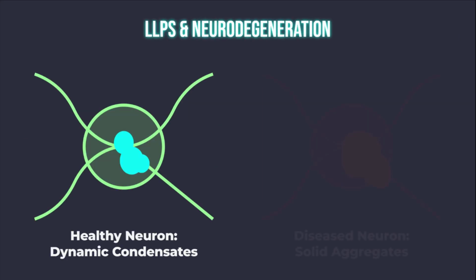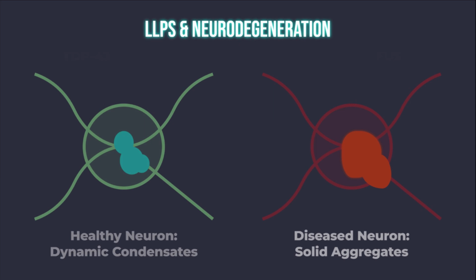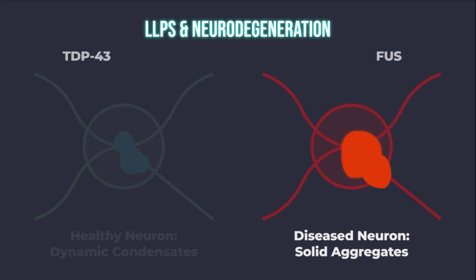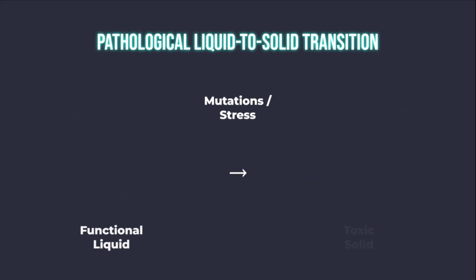Dysregulation of LLPS is strongly implicated in neurodegenerative diseases, including amyotrophic lateral sclerosis and frontotemporal dementia. Proteins like TDP43 and FUS, which normally participate in forming dynamic RNA protein condensates, contain prion-like domains that promote phase separation. Under pathological conditions, often triggered by mutations or cellular stress, these liquid droplets fail to dissolve and instead solidify into insoluble amyloid-like fibrils. This irreversible aggregation sequesters essential cellular components and leads to proteotoxicity, resulting in neuronal death.